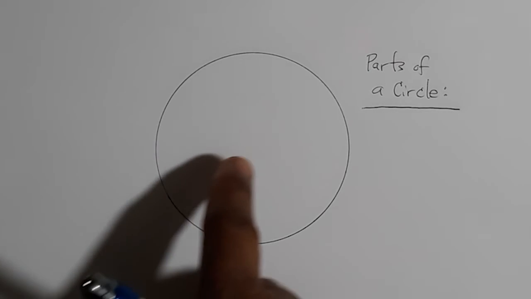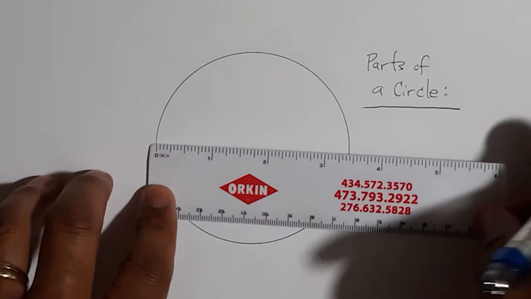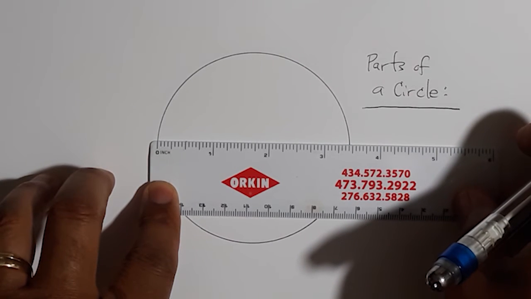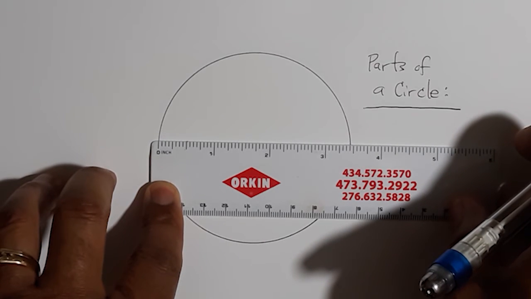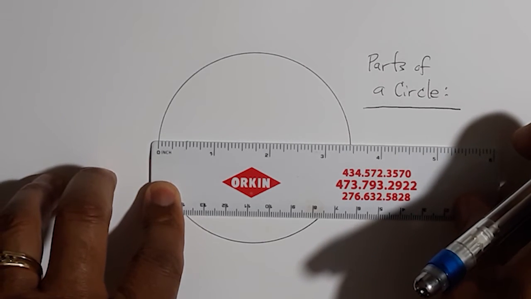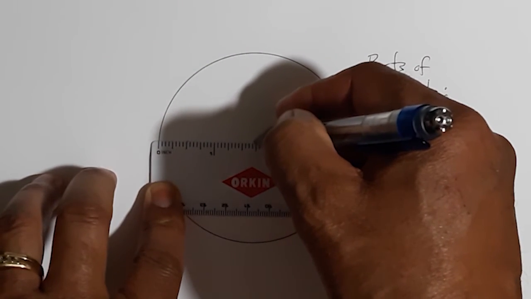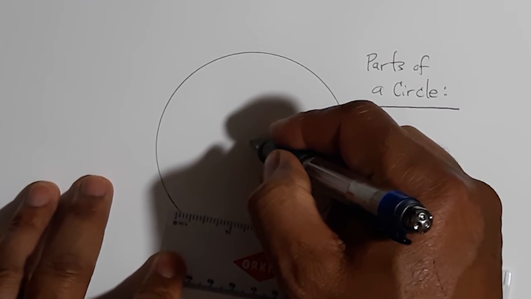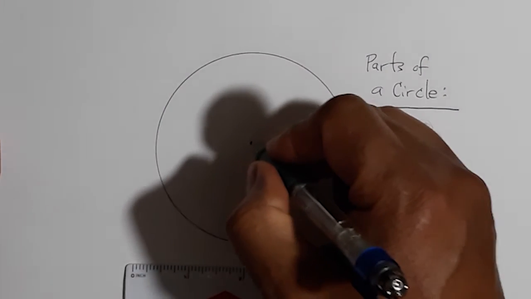Okay, now the first thing we want to go over is the center of the circle. We want to find the center of the circle. This measures about 3 7/16 inches. So half of that would be 1 23/32. So that would be approximately about right here. So somewhere in here would be about the center of our circle. All right. So that would be the center.